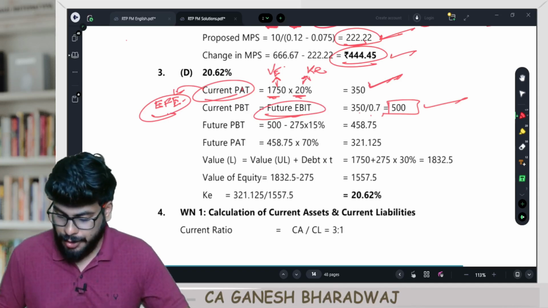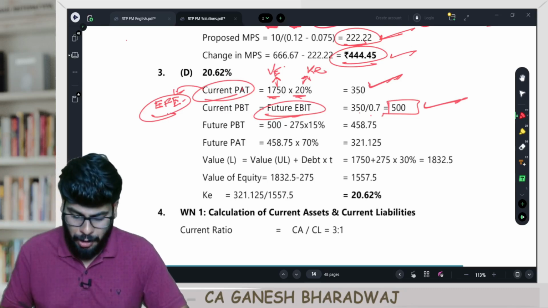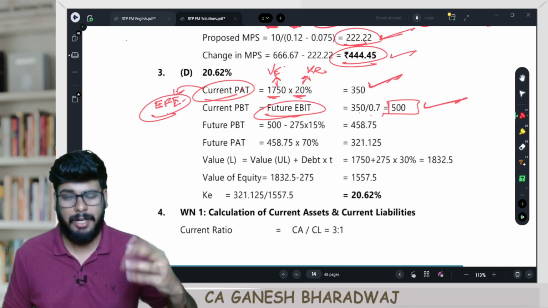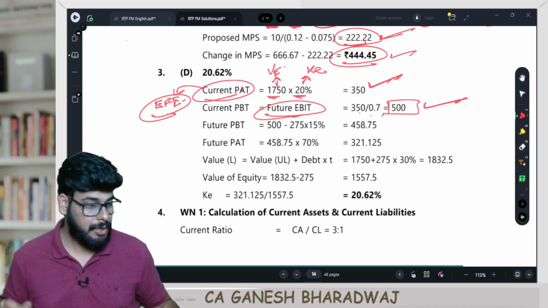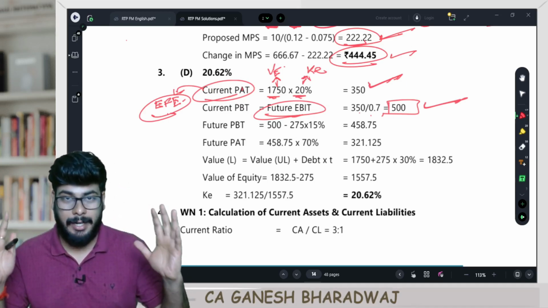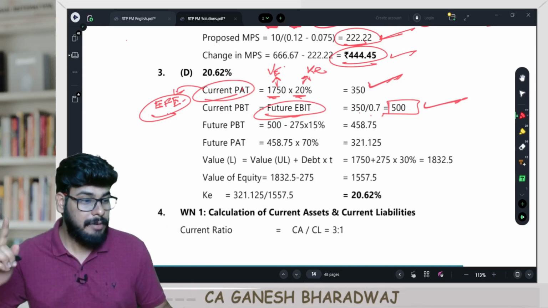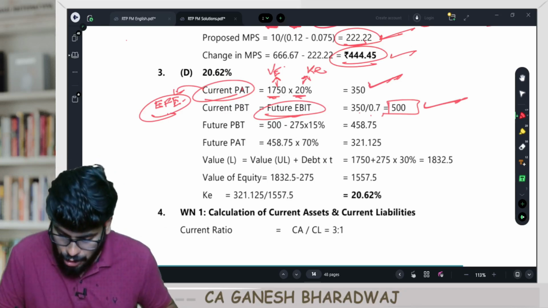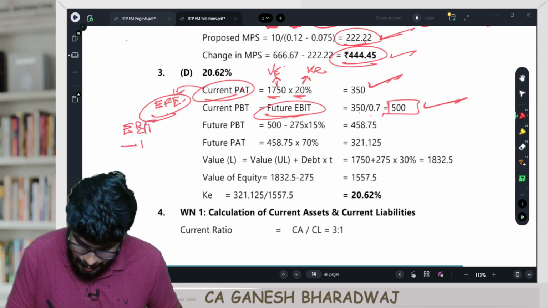Now, in future, this 500 lakhs will continue to be what? This will continue to be your future EBIT, right? Profit before tax, or earnings before interest and tax, right? Or EBIT, right? Now what happens in future is that out of my entire capital employed, or my capital structure, 275 lakhs is now going to become what? Sourced through debentures, right?